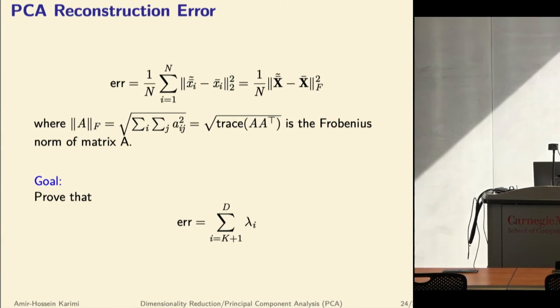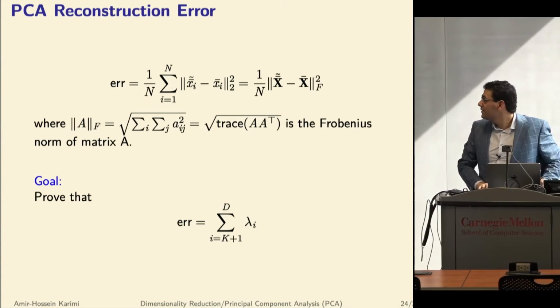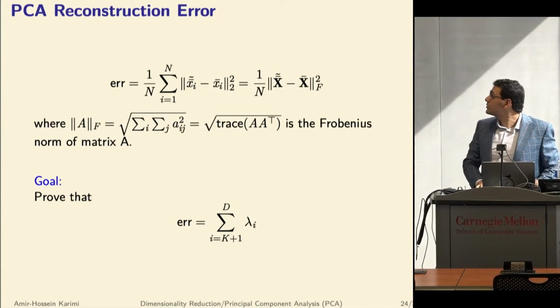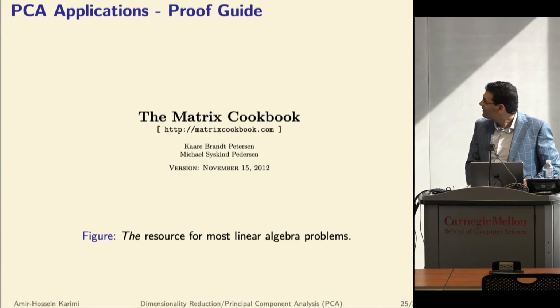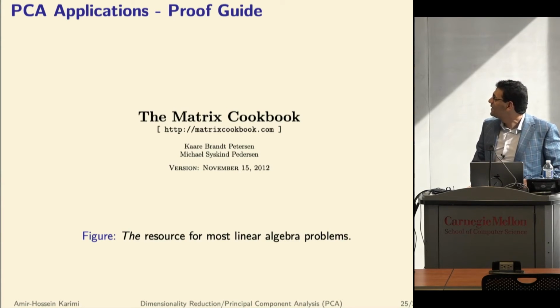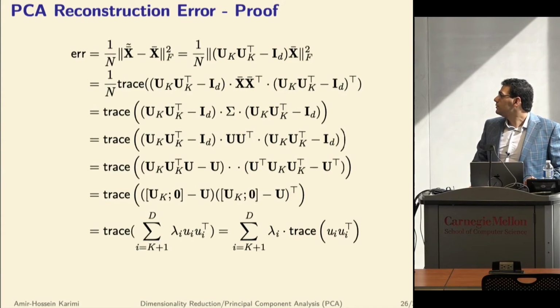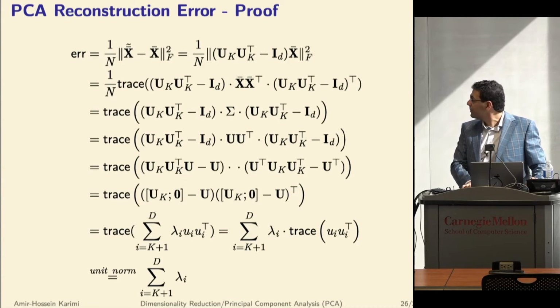So the goal is to prove that this error is equal to this. And this is not a goal we'd like to pursue in class. So I encourage you to do this at home. I've left the solutions on the slide. You're going to find this resource very useful, the Matrix Cookbook. It really does help at every one of these steps. It's freely available online. And each of these steps you can follow through to then measure the error as the sum of the remaining eigenvalues that we drop.